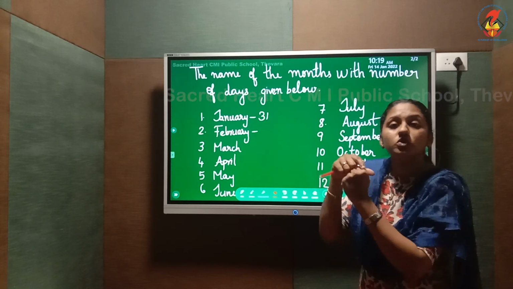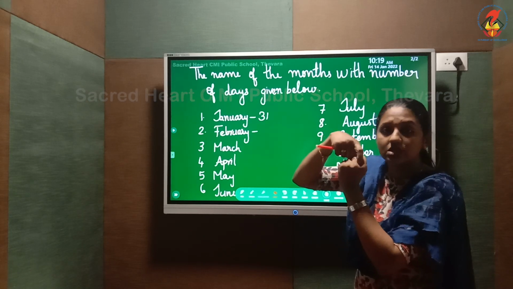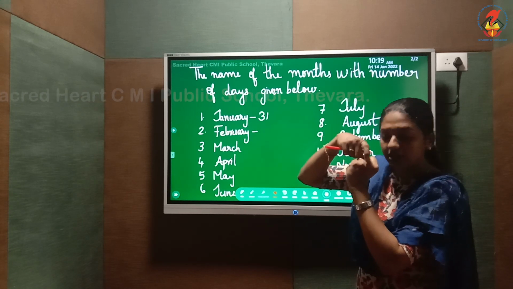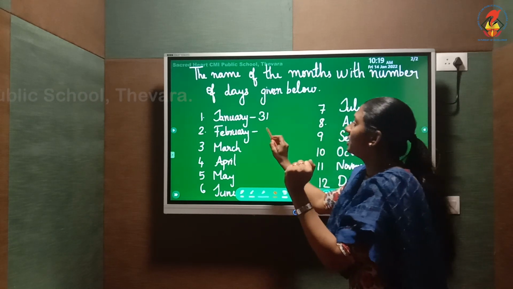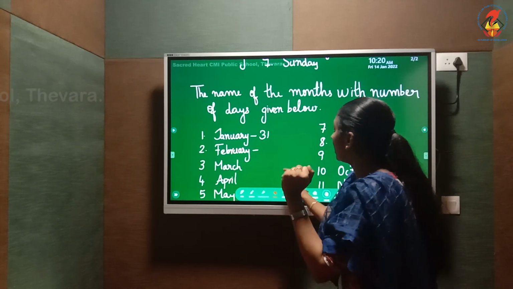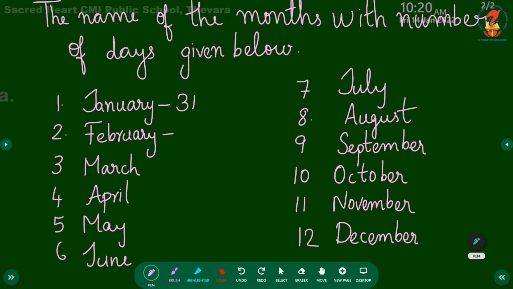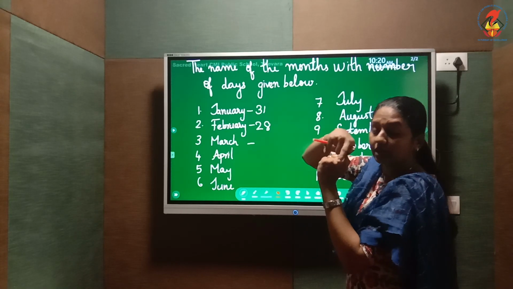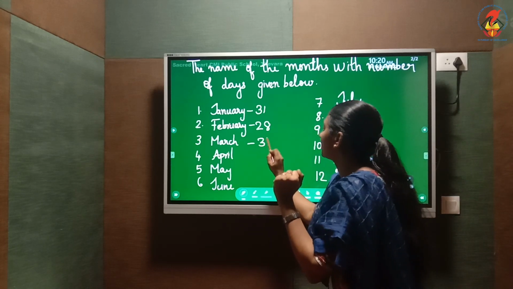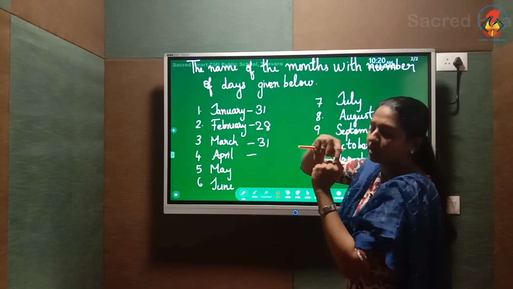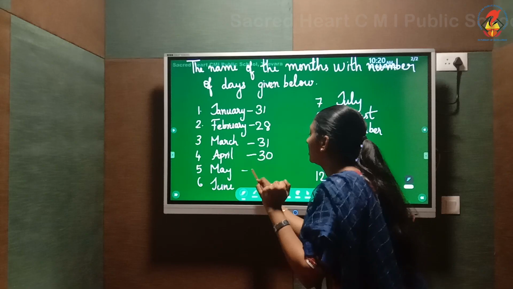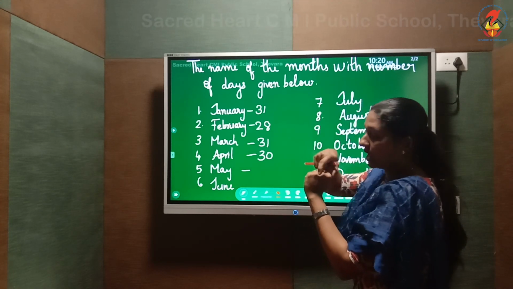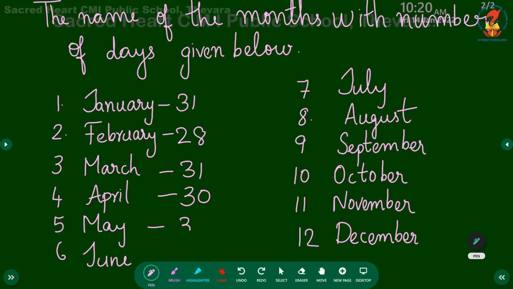So the upper portion we can write 31. Down is 30. Again 31. It's 30. Again 31. Like that we can count it. So January 31. Then February it's 28 or 29 only. So February we can write 28. Then March is 31. Then January, February, March, April, it's down, so 30. Then January, February, March, April, May, it's 31.